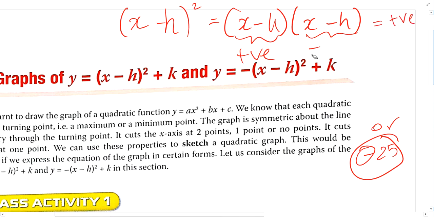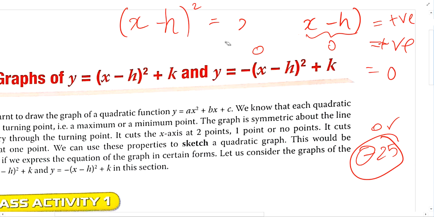What if this is, besides positive, what else can we have? Negative. Okay, let's say this is negative. What will we get over here? Negative. You multiply, what do you get? Positive. Besides positive and negative, what else can we have? 0. If this is 0, what is this? 0. So you see, what are the possible outcomes? Positive or 0. Is it possible to get negative? No, it is not possible to get negative.